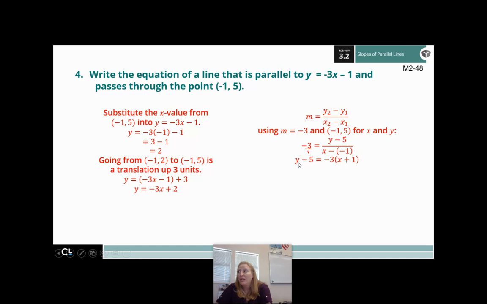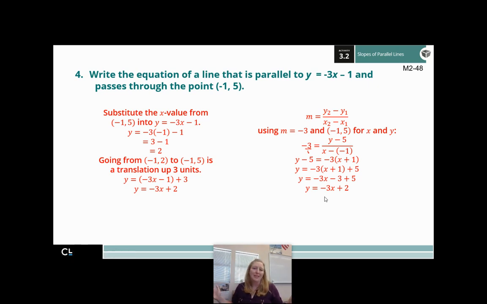I now just have to get my y alone and then clean up the other side. So I'm going to add 5 to the other side. That's nice. So now my y is alone. Wonderful. Now I just have to clean up this mess because it is a mess. So let's go ahead and distribute that -3. So -3 times x is -3x. -3 times 1 is a -3. And now I'll just combine my like terms. -3 plus 5 gives me 2. So I still got y equals -3x plus 2.